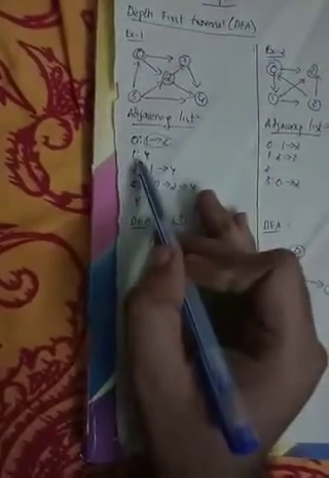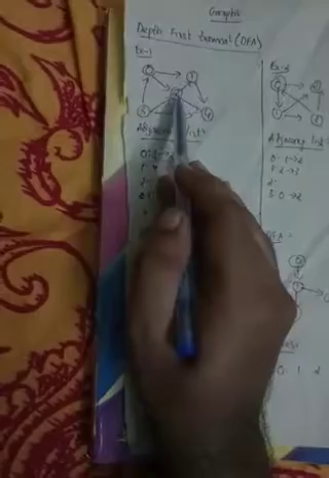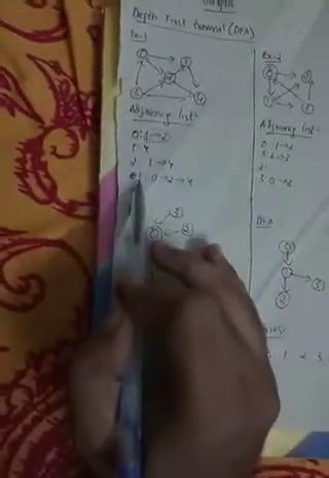Similarly for 1 we have routes to 2, 4. So we'll write for 1: 2, 4. Similarly for 2 we have routes to 1 and 4. For 3 we have routes to 0, 2, 4. For 4 we don't have a route to anything, so it is null, we don't have anything.